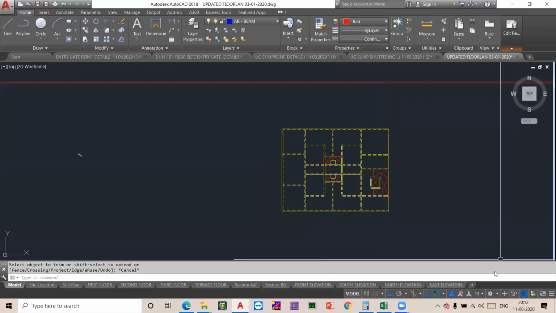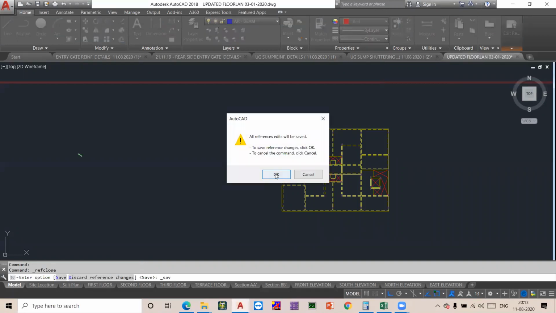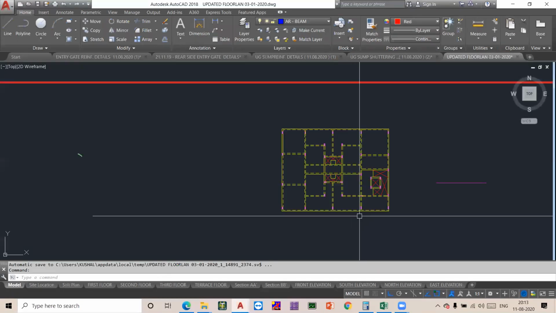So we need to match all the columns in all the floors, right from the basement to the top floor level? Yes, the columns should be continuous, right from the foundation till the terrace. The columns should be continuous.